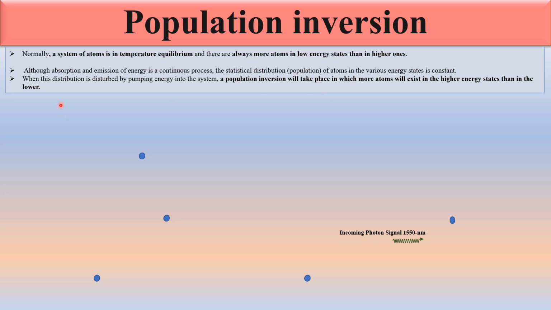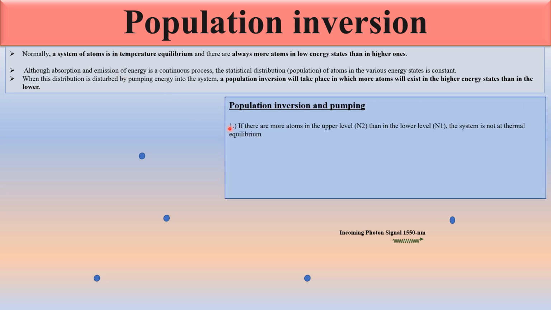Although absorption and emission of energy is a continuous process, the statistical distribution of atoms in the various energy states is constant. I have made a separate video on population inversion details. You can go there to understand more about population inversion. Here, in short, I just want you to be aware of what it means. If there are more atoms in the upper energy level N2 than in the lower energy level N1, the system is not in thermal equilibrium. A situation not at equilibrium must be created by adding energy via a process known as pumping.